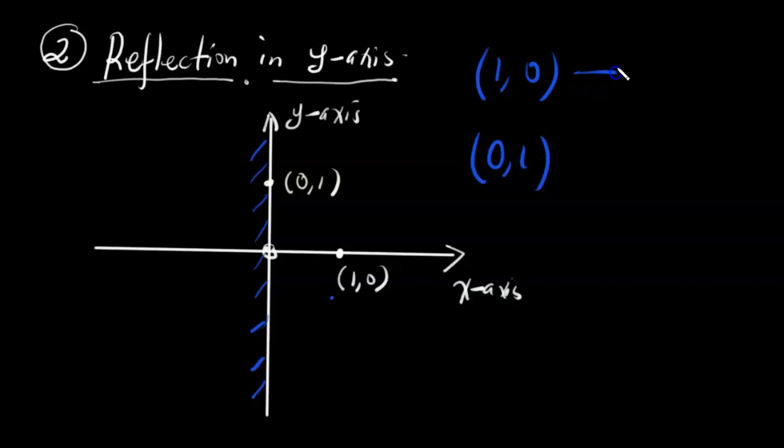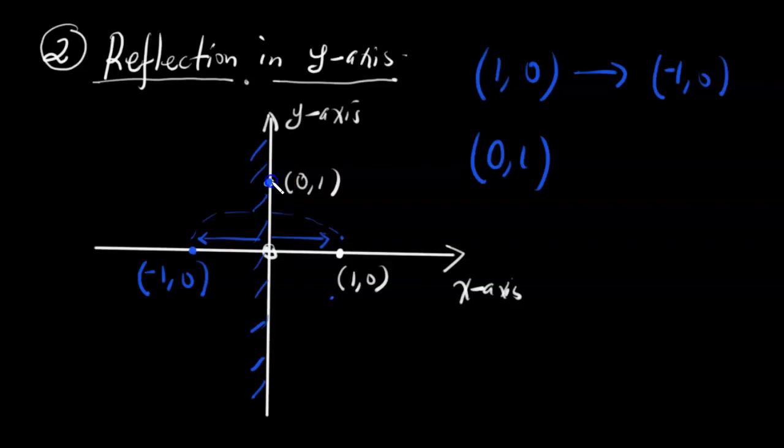So where is 1, 0 going to be reflected? You can see this point here, 1, 0, is going to be reflected to the other side. So it's going to give an image. This is the point here, and its image is over here. And this is the point which is negative 1, 0. That means the image of 1, 0 is negative 1, 0.